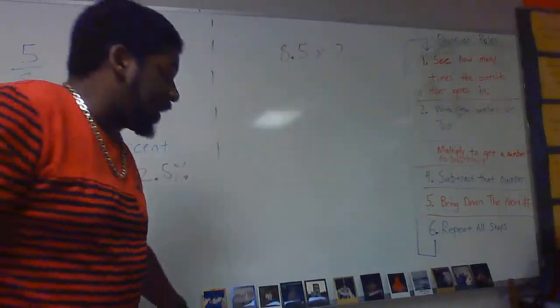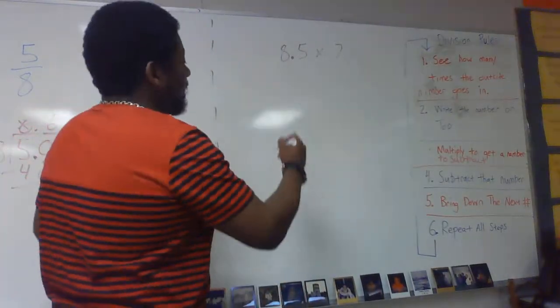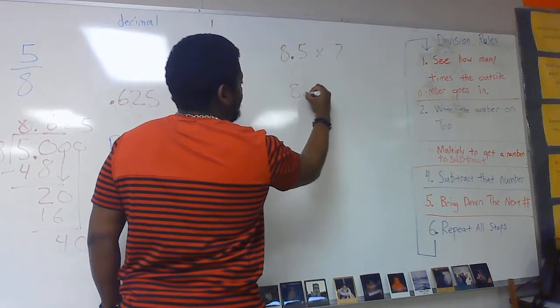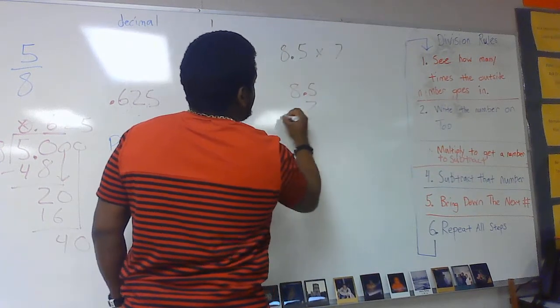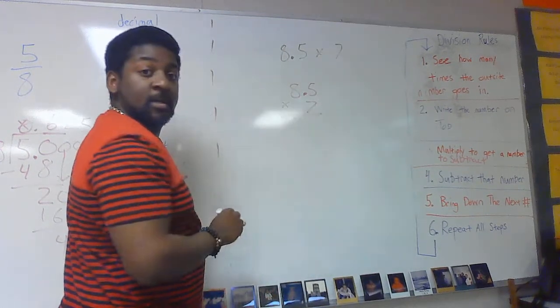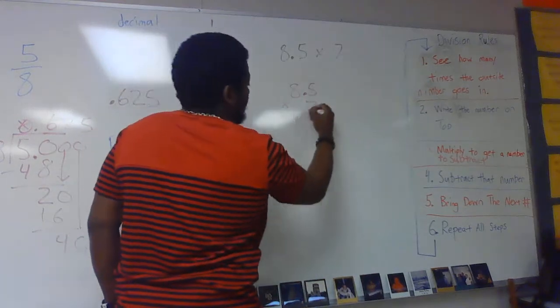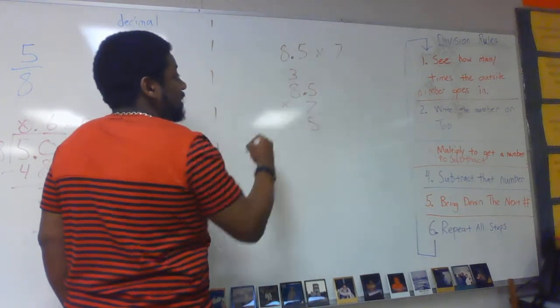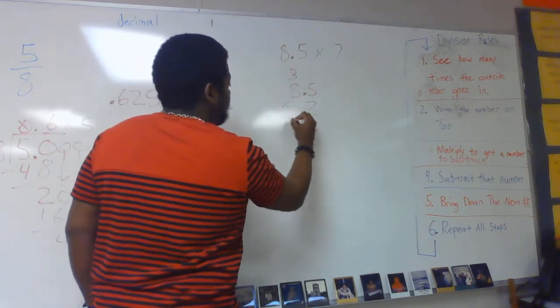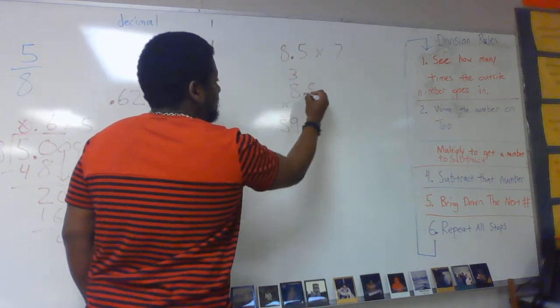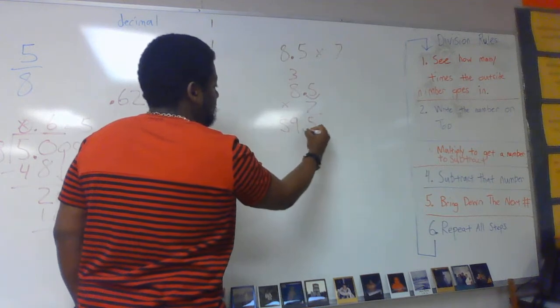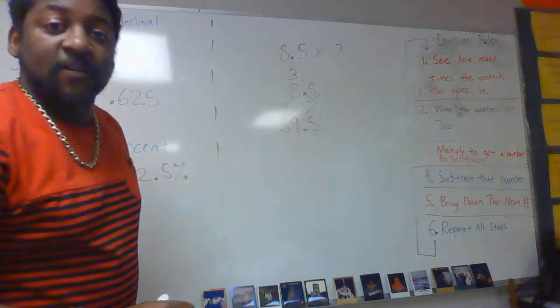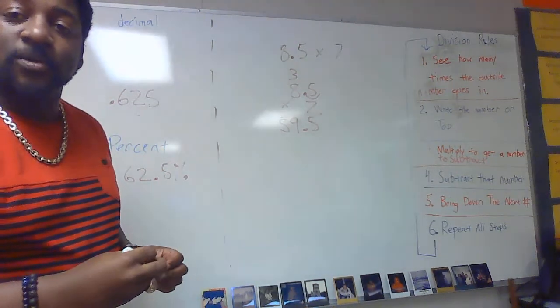The next one is just multiplication. That's 8.5 times 7. I like to put the 8.5 on top because it has more numbers than the one on the bottom. 7 times 5 is 35. 7 times 8 is 56. Plus 3 gives me 59. The decimal comes over 1 space. 59.5 is that answer.